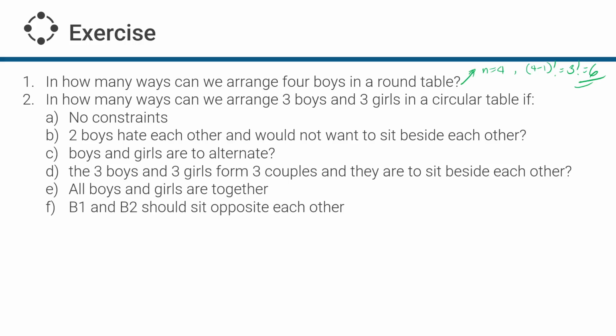Number 2, in how many ways can we arrange if there are no constraints? For there is no constraint, we have a total of 6, right? n is equal to 3 plus 3, so we have 6. Therefore, our item for this one is 6 minus 1 factorial, equals 5 factorial, equals 120. So, this one is quite easy, no? Number 2, this is the somewhat tricky one. I hope you follow this through.